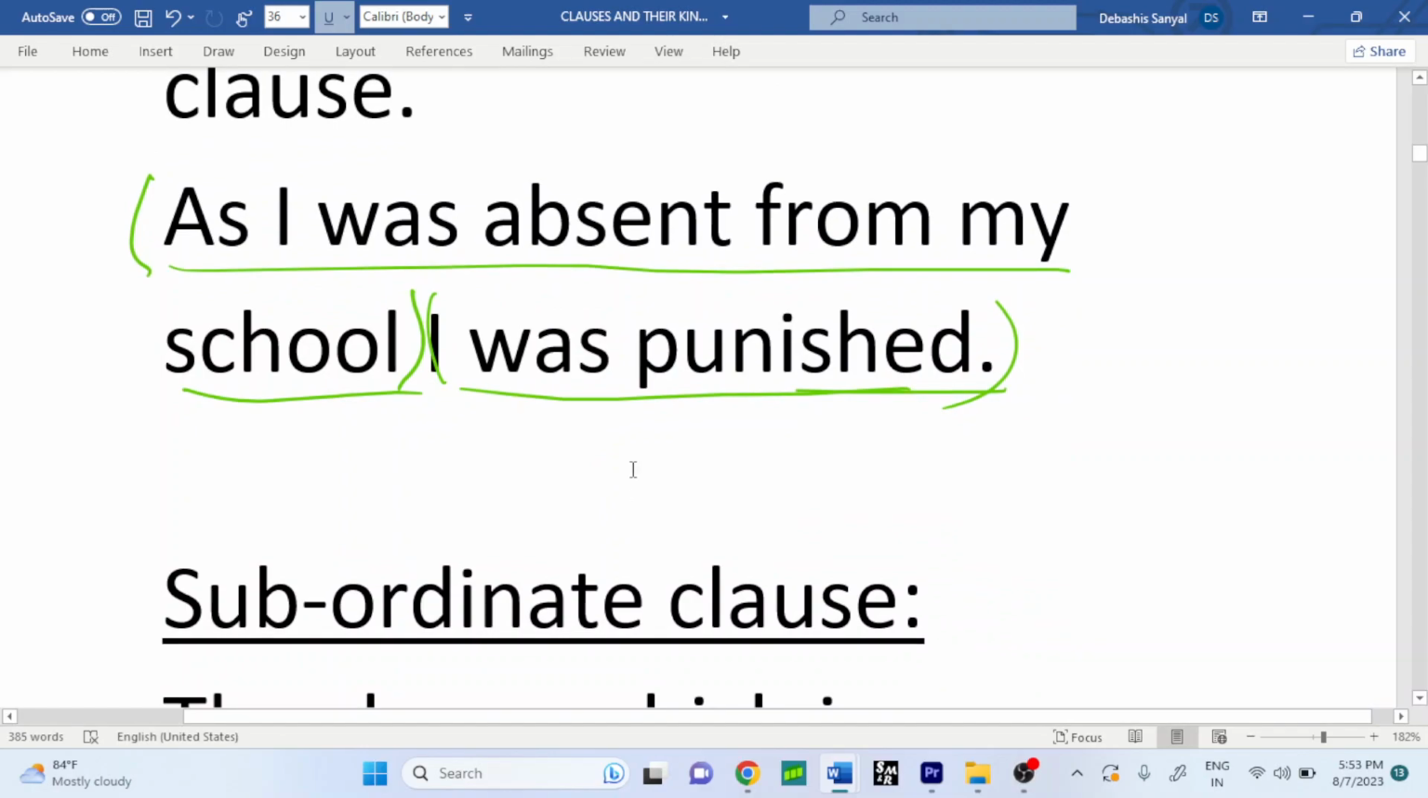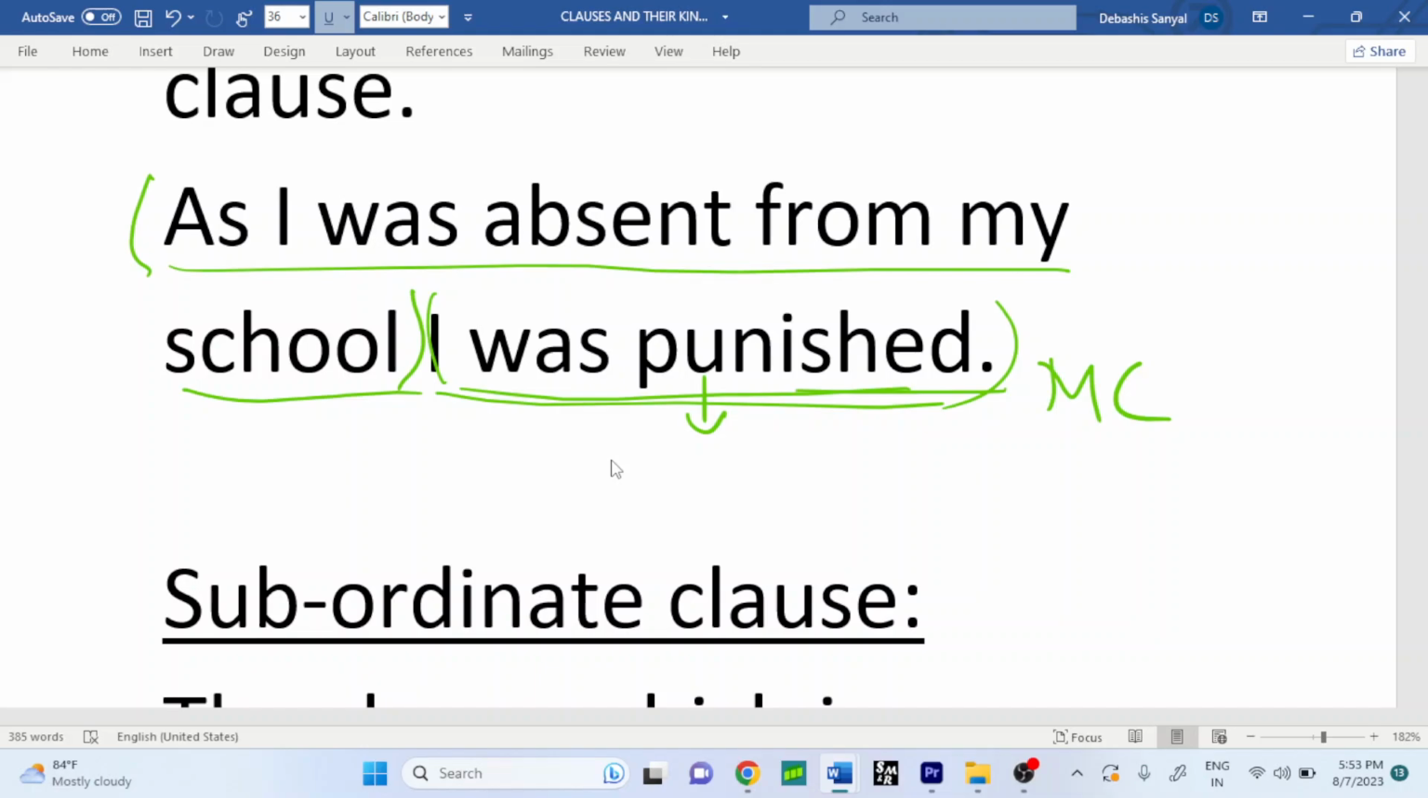Okay, I was punished. Suppose you say to someone, I was punished. Actually, the person to whom you say these words will understand you. I was punished is totally independent and it can express its meaning by itself. So it is the main clause. And as I was absent from my school, what type of clause will it be? It will also be discussed by me.